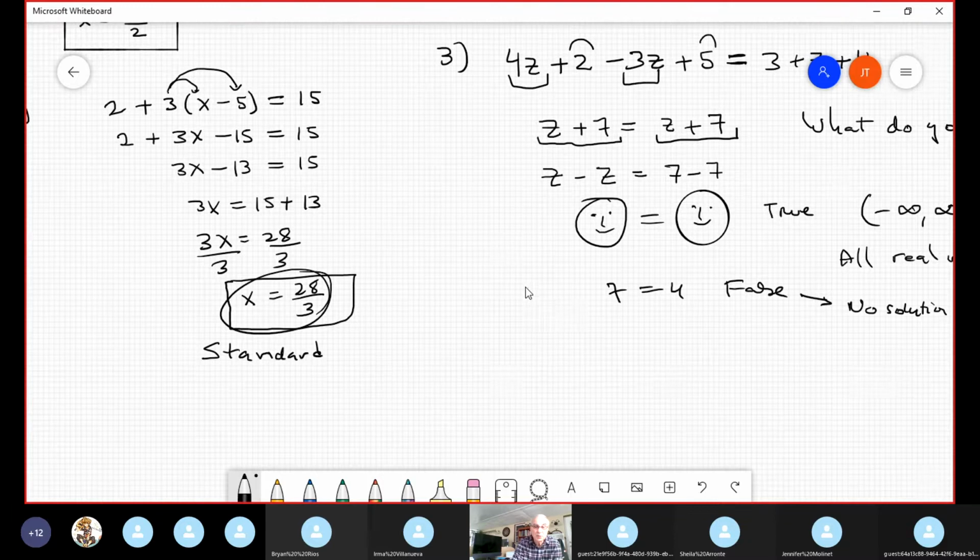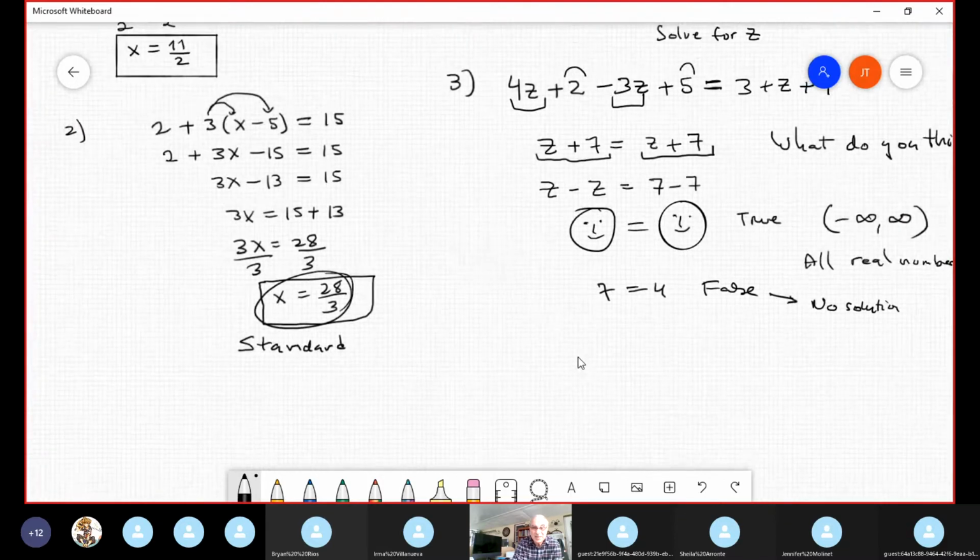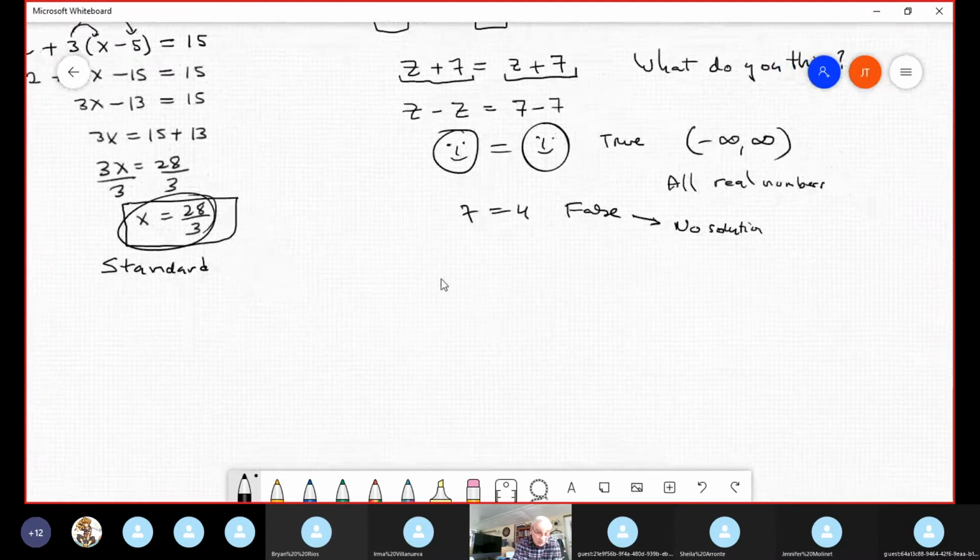So you need to be aware when you solve an equation, the majority of equations, linear of course, have one solution. But we have another case in which you have no solution or infinitely many solutions when it's an identity.